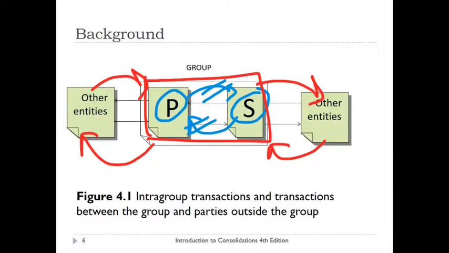And through chapter 4's discussions and example, we will now see how we will eliminate the effect of those transactions and the effect it will have on the line items in the consolidated financial statements.